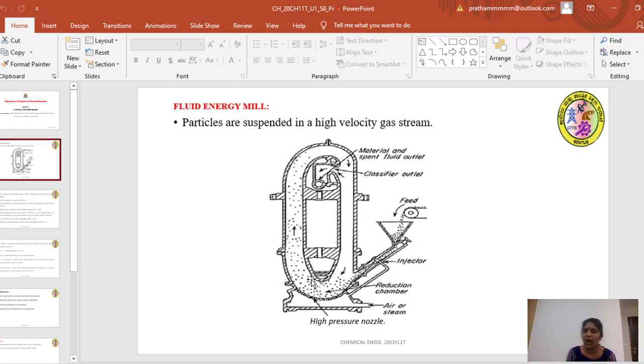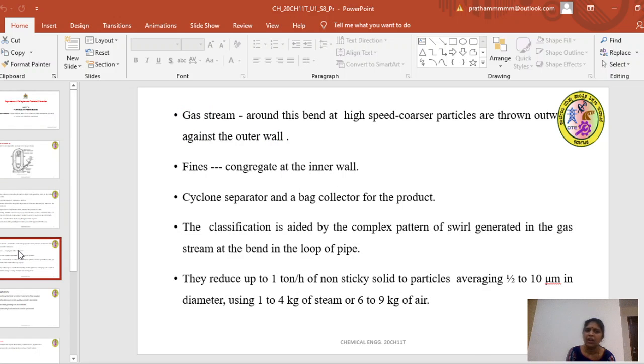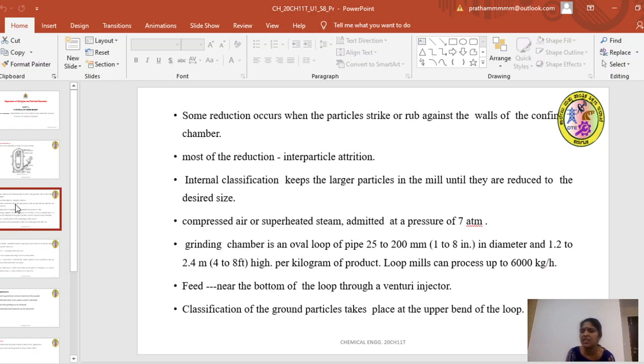Because of the high pressure compressed air or superheated steam, the coarse particles which have to be reduced in size will rub against each other so that the reduction takes place. Reduction takes place by interparticle attrition, the rubbing against each other. The particles either rub against each other or against the walls of the confined chamber.